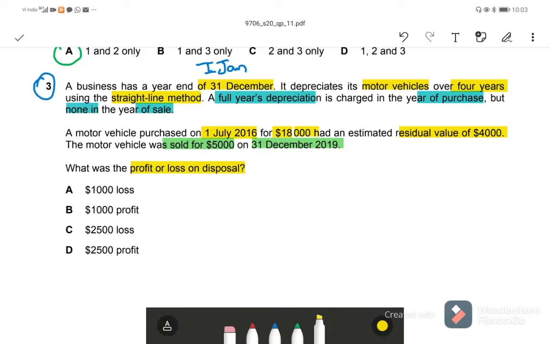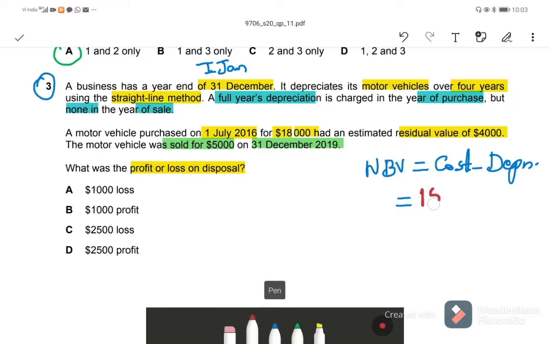So before calculating the profit or loss on disposal, first we have to calculate the net book value of the asset. To know the net book value of the asset, the equation is net book value is equal to cost minus depreciation. Here the cost is 18,000 minus depreciation. We don't know what the depreciation is. So first we have to calculate the total depreciation.